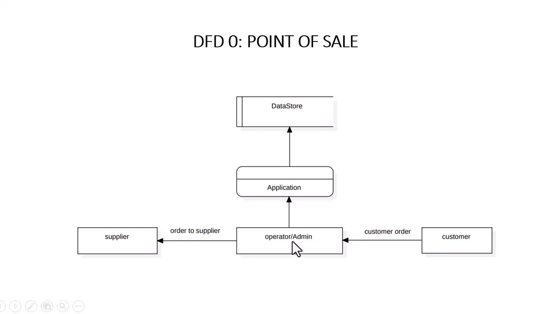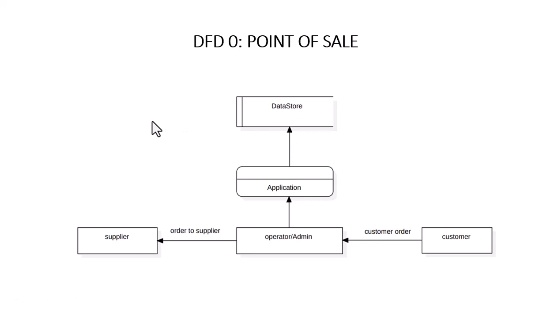There is the admin or operator who operates the application, this is the customer, and this is the supplier. The customer gives the order to the operator, and the operator gives an order to the supplier for products. Then both orders, either the customer order or the order given to the supplier, are entered into this application and are stored in this data store.